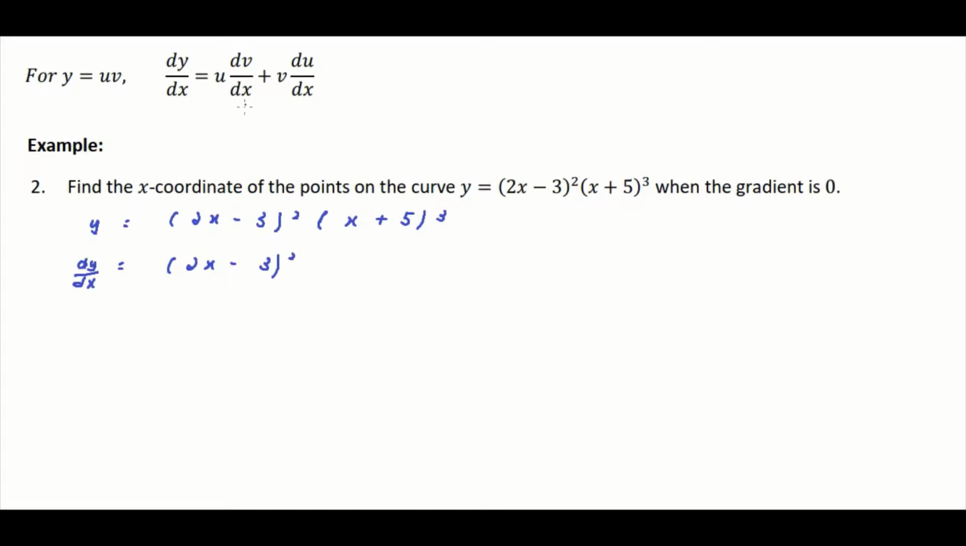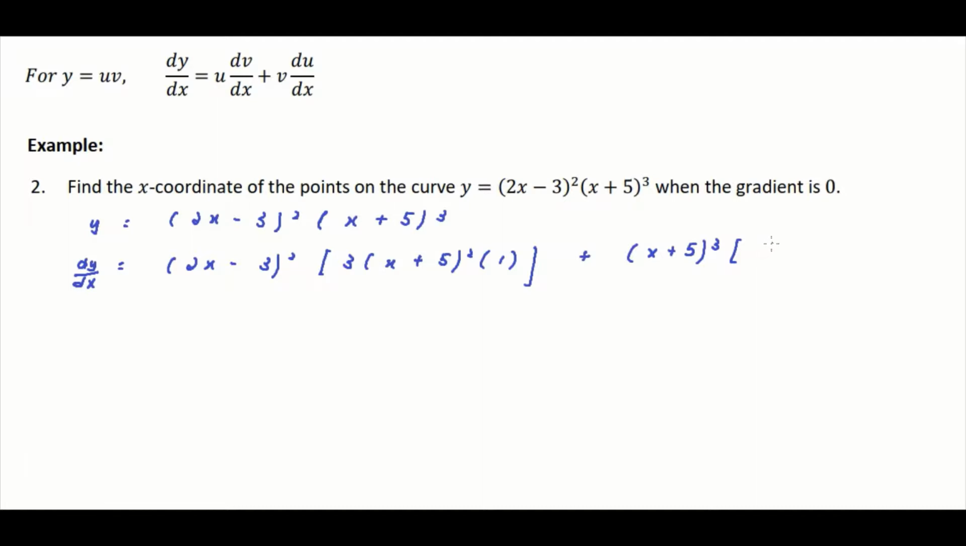Then after that, dv/dx, right? So you are going to differentiate this part. So we are doing it together here. So (x plus 5) squared, then multiply with only 1, okay? Then after that, you continue with plus. So your v is (x plus 5) cubed. Okay, then differentiation for the u part.